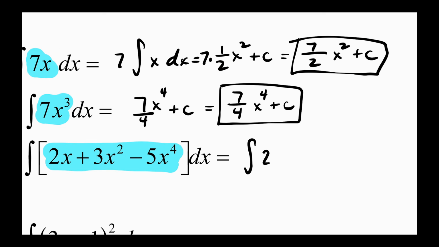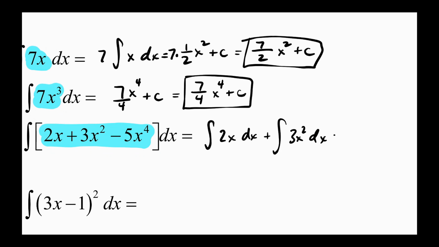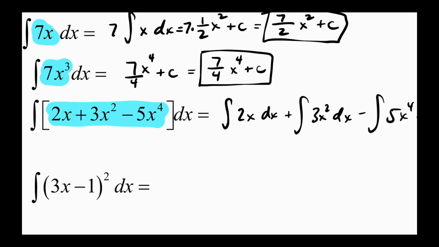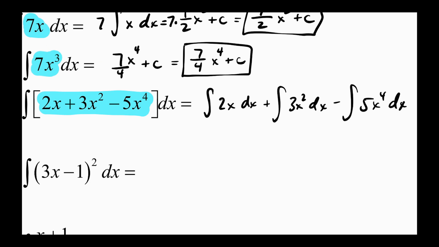Okay? So 2x dx plus 3x squared dx minus 5x to the fourth dx. That's all I'm doing. I'm just doing each one separately, and then I'm going to combine the answers. So the first guy, I get 2x squared divided by 2. I don't need a plus c because I'm going to put plus c at the end. You only need one c. So I don't need a plus c, plus c, plus c. I just need one at the end. Okay.